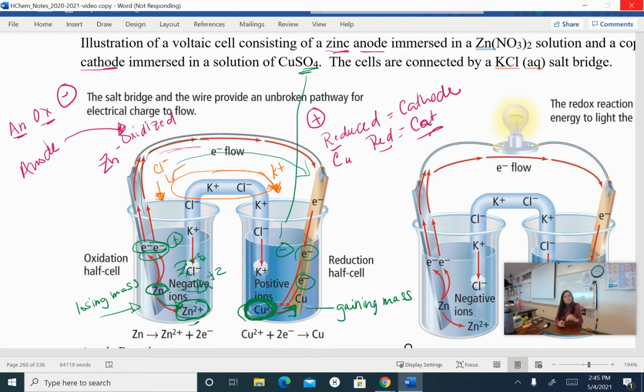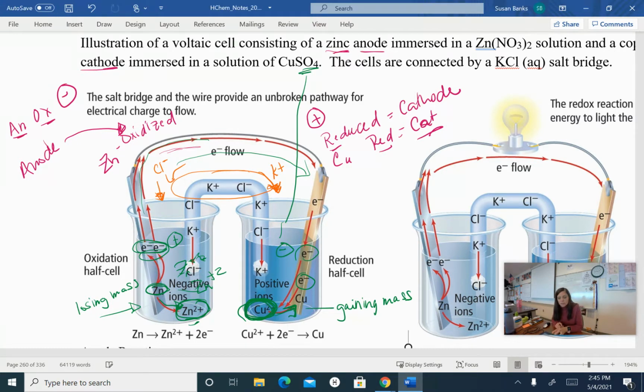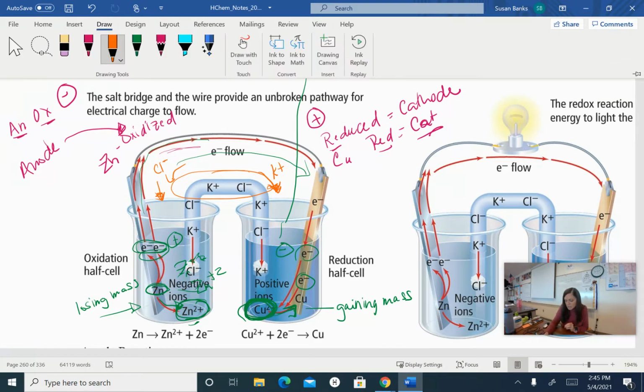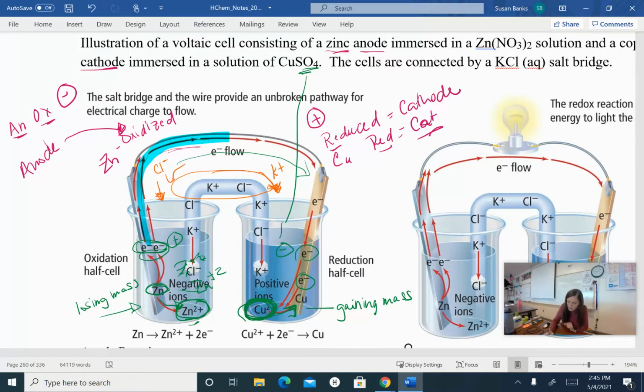Okay, the other thing that this salt bridge allows us to do is, if you've ever taken physics, it allows us to complete the circuit. In order to have electricity flowing, we have to have a complete loop. So it allows us to complete the whole entire circuit. So we have one continuous loop that the electrons can flow and go through.